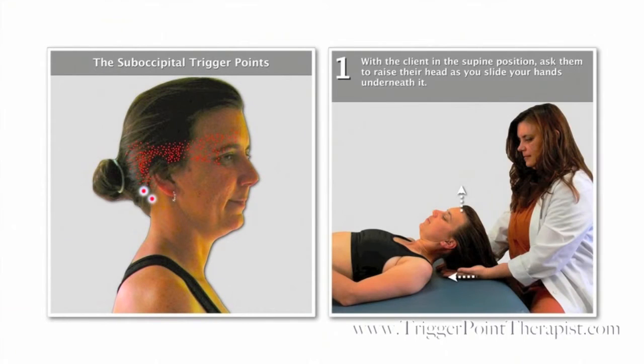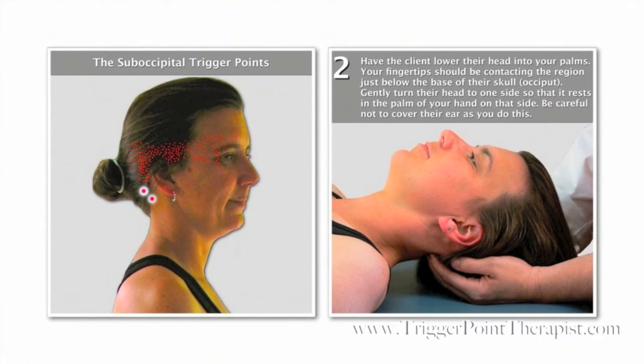To locate and release the suboccipital trigger points, start with the client in the supine position. Ask them to raise their head as you slide your hands underneath it. Now have the client lower their head into your palms. Your fingertips should be contacting the region just below the base of the skull, or the occiput. Gently turn their head to one side so that it rests in the palm of your hand on that side. Be careful not to cover their ear as you do this.